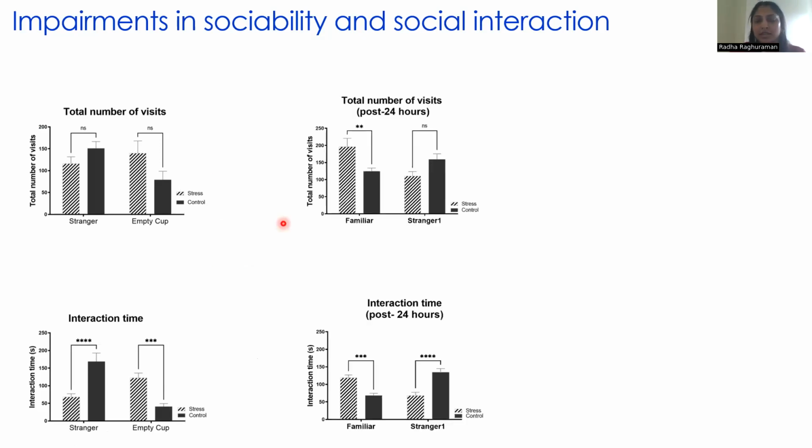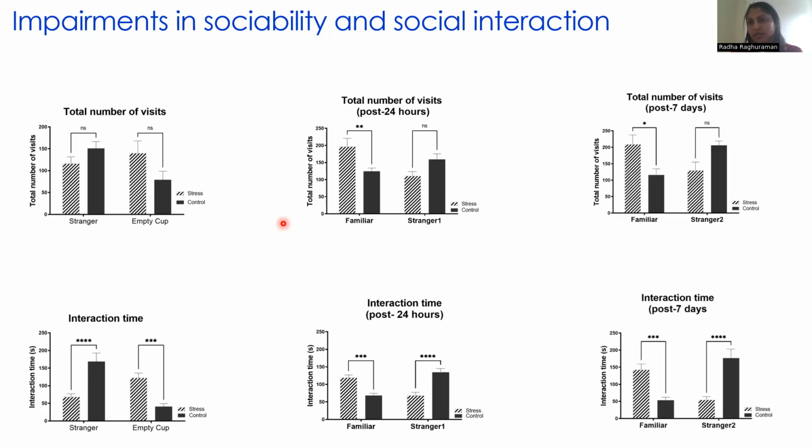Okay. So this I measured post 24 hours and post 7 days as well. And we see a similar trend where the control rat tends to prefer to spend more time with the novel candidate, both in terms of frequency of visits as well as interaction time. And this trend seems to repeat in the post 7 days as well. And it's interesting that they seem to remember for that many days, both in terms of short-term memory as well as long-term memory. So the juvenile stress rats don't necessarily seem to have impairments in social memory per se. They seem to remember because at least they know who to avoid.